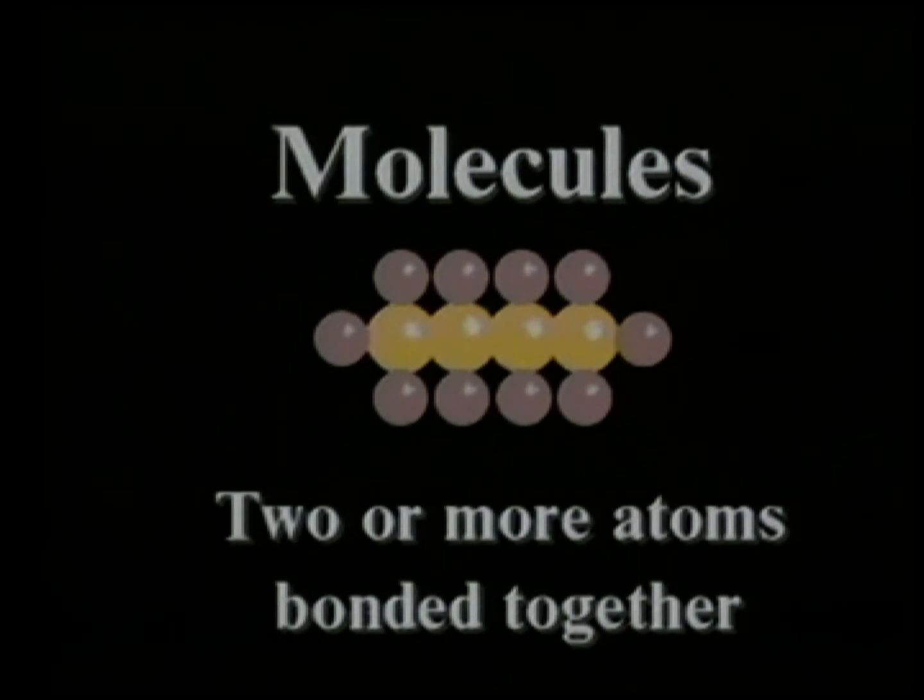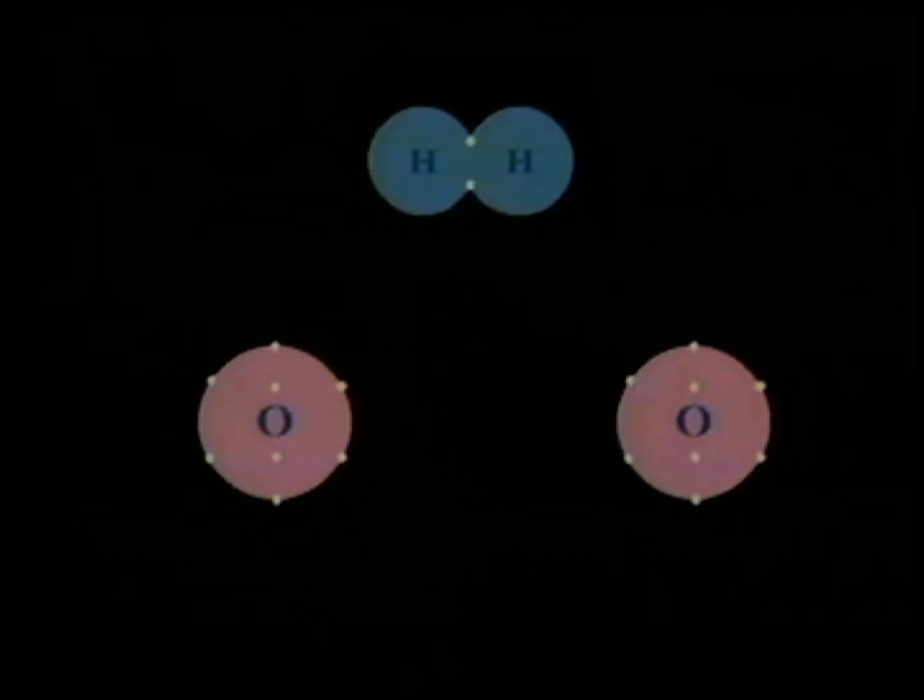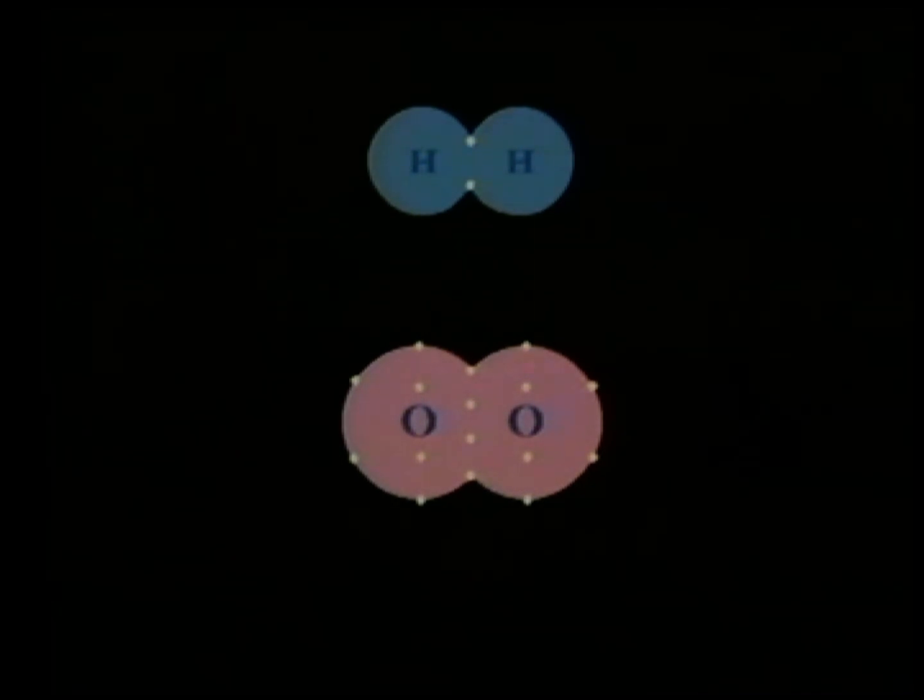For example, two atoms of hydrogen can bond together to form the diatomic hydrogen molecule. It is the same for oxygen. When oxygen atoms unite, they form the diatomic oxygen molecule. These unions are accomplished by the sharing of electrons between atoms.